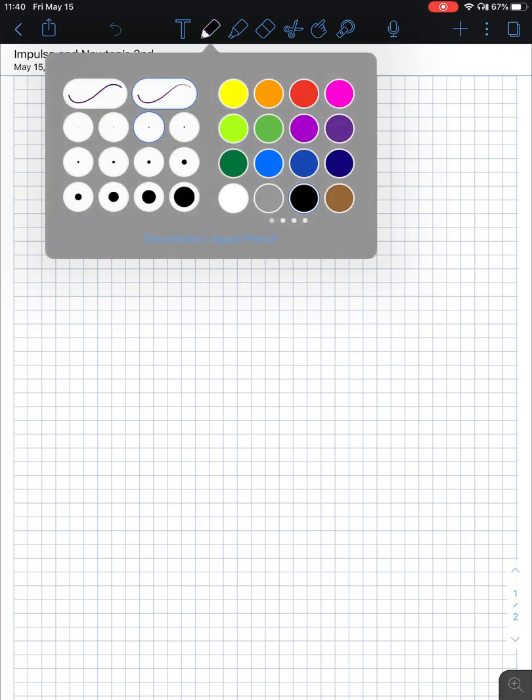All right, what I'm going to walk through today is mostly a mathematical derivation. It links a few different things that we've talked about and also introduces a new concept, something called impulse.